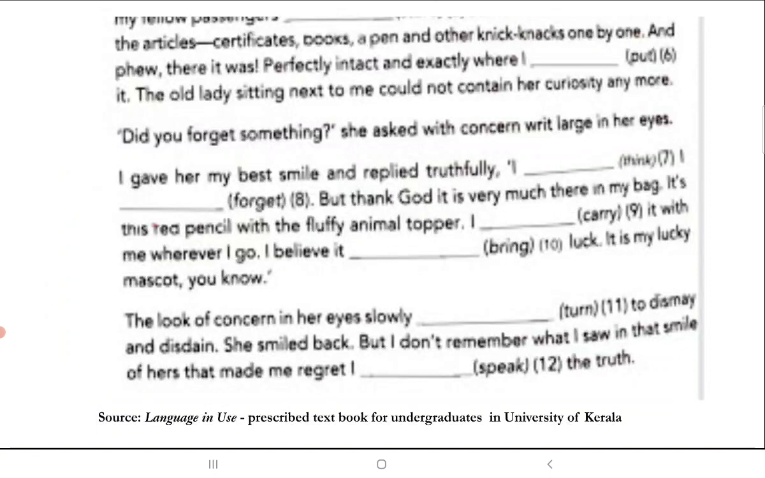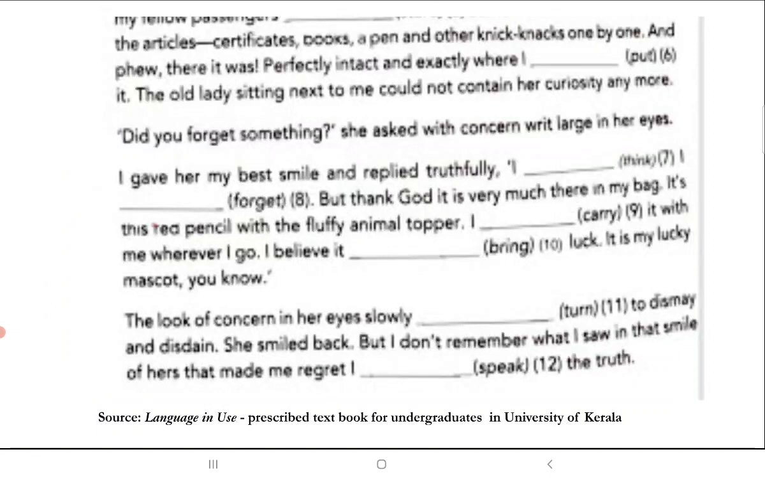But thank God it is very much there in my bag. It's this tea pencil with the fluffy animal topper. I dash carry it with me wherever I go. There was no change in the tense form. I carry it with me wherever I go. I believe it brings luck. Present tense.